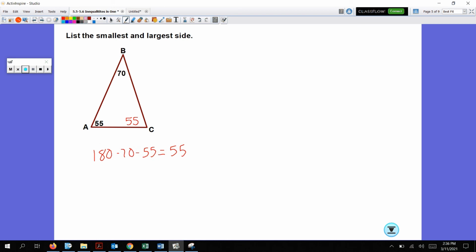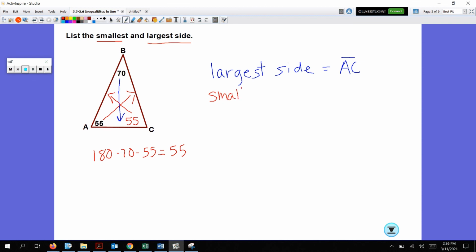Now, if we need to list the smallest and the largest side, we're going to use those angles to guide us. So the largest side, and don't freak out, okay? Because we're going to use the largest angle. It's going to point to the largest side, is AC. And you're like, no way, I'm getting my ruler out. No, put your rulers away, guys, okay? That's just how it is. All right, since this is an isosceles triangle, we have 55 and 55. So both AB and BC are the smallest sides.